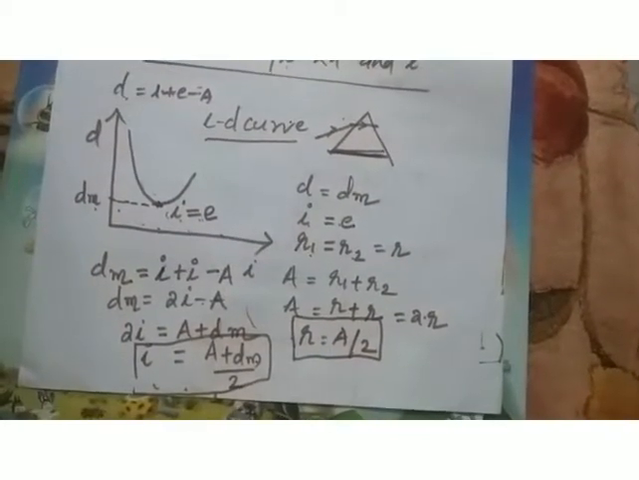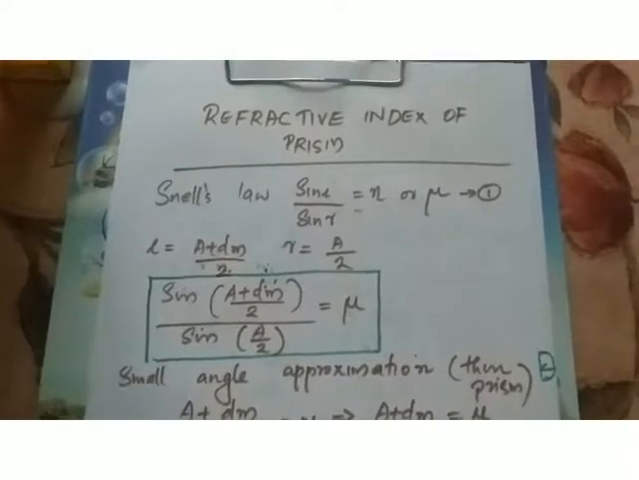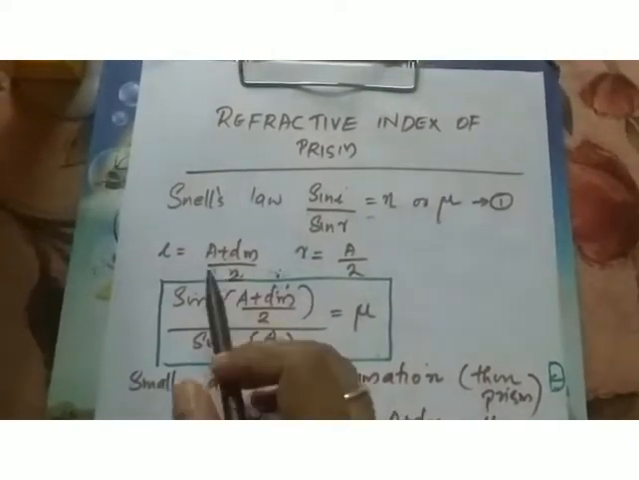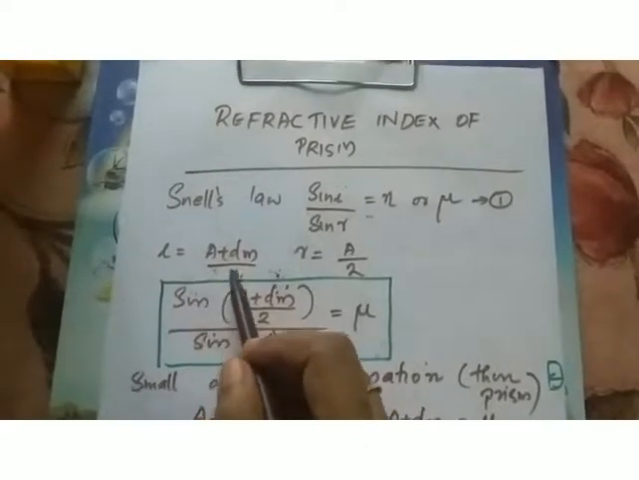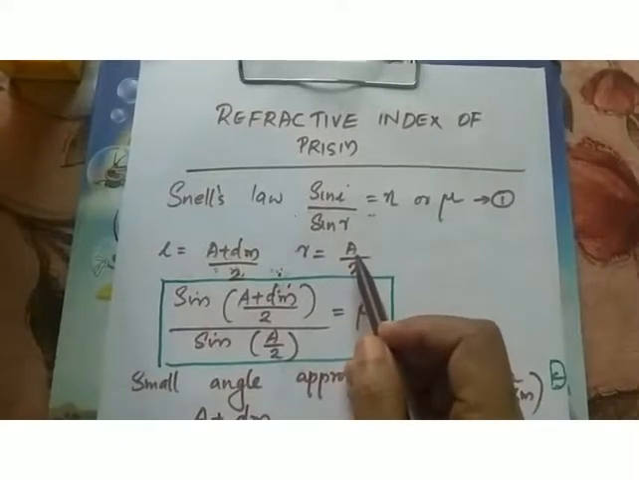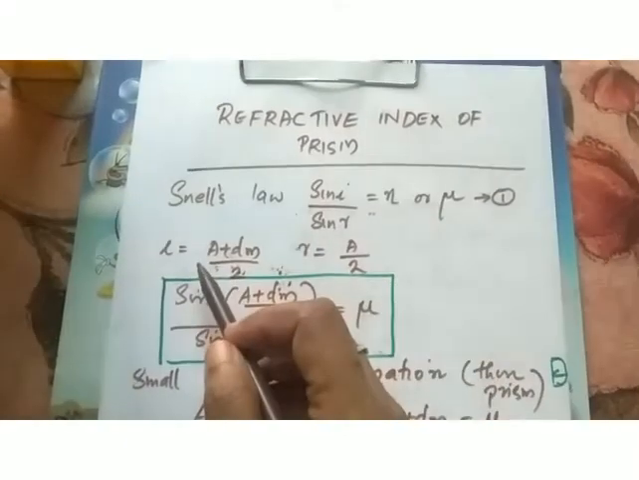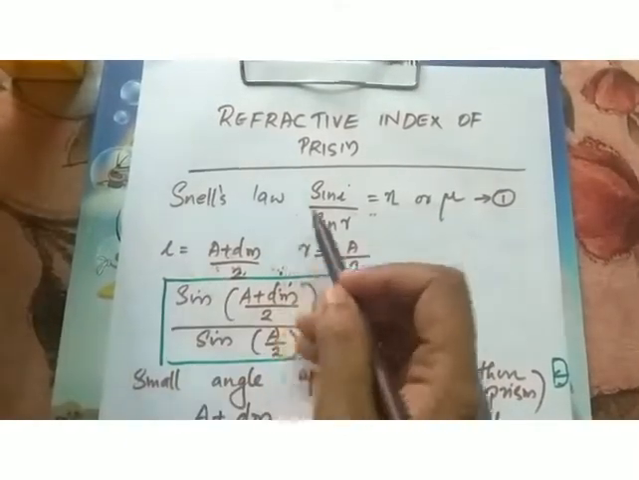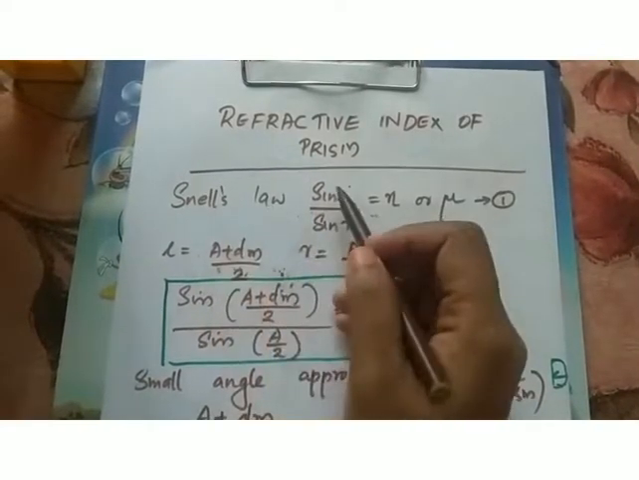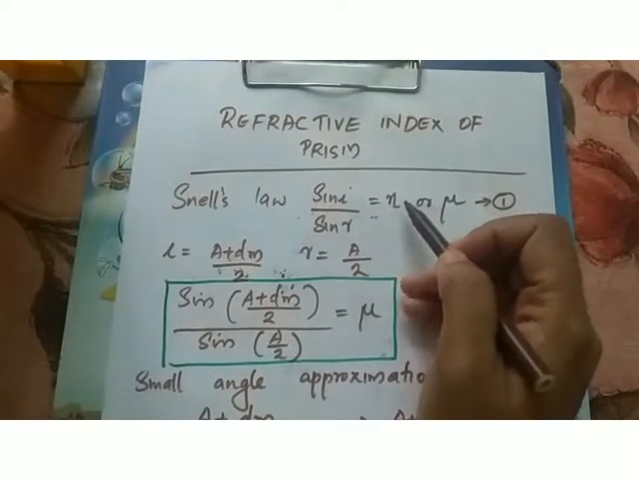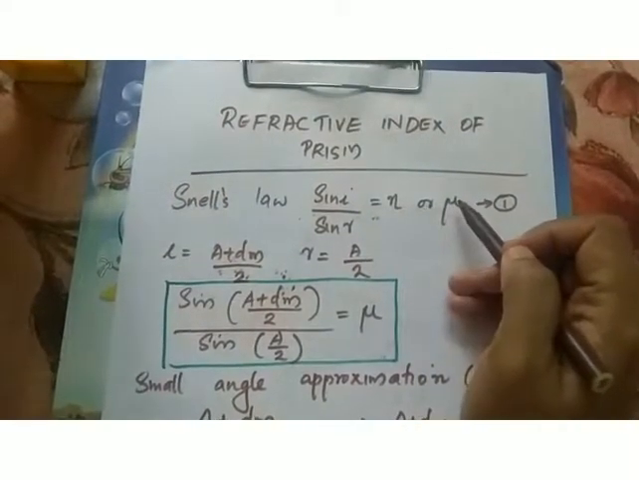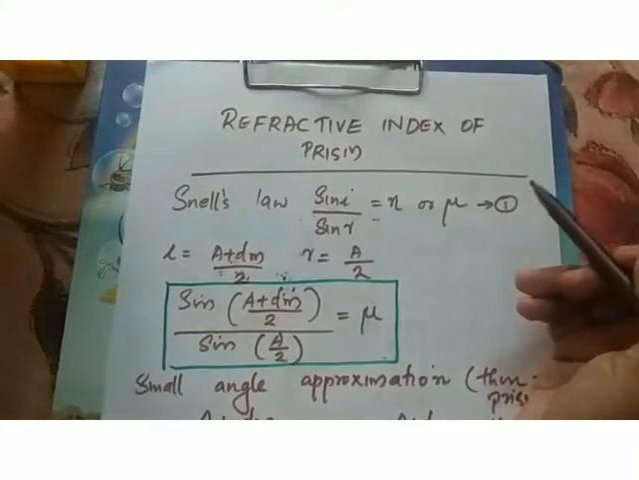Okay, children, now it's time to derive the refractive index of the prism. So we got the expression for I. I is A plus dm by 2. And we also got the expression for R. It is A by 2. Now we can easily substitute this I and R in our Snell's law. So what is Snell's law? Snell's law is sin I by sin R is equal to the refractive index N or mu. In some books, mu is used to denote the refractive index.